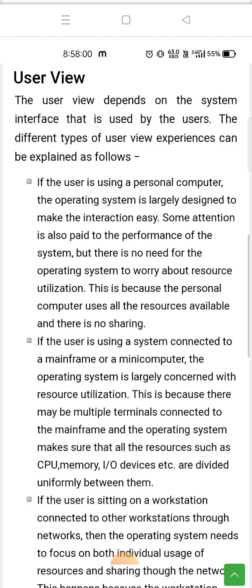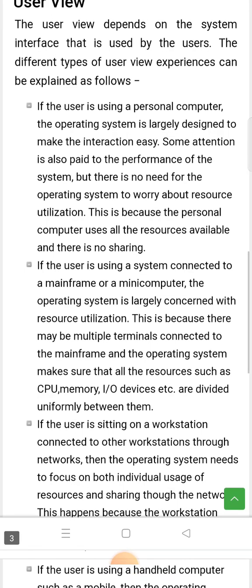If the user is using a system connected to a mainframe or a minicomputer, the operating system is largely concerned with resource utilization. This is because there may be multiple terminals connected to the mainframe, and the operating system makes sure that all the resources such as CPU, memory, IO devices, etc., are divided uniformly between them. If the user is sitting on a workstation connected to other workstations through a network, then the operating system needs to focus on both individual usage of resources and sharing through the network.